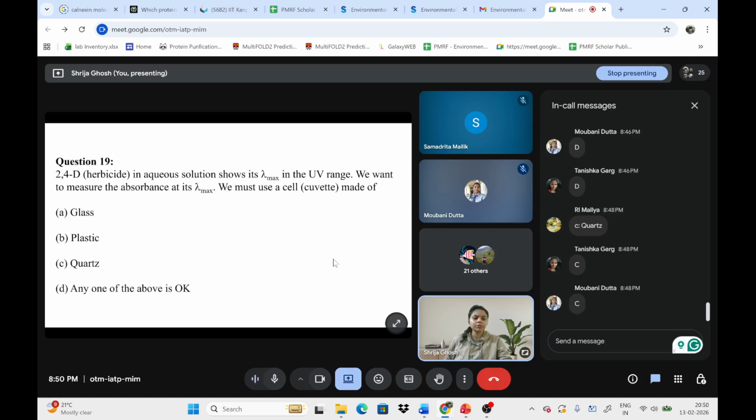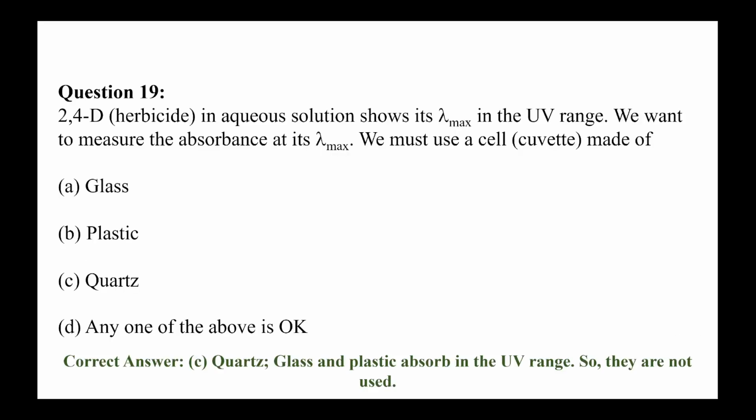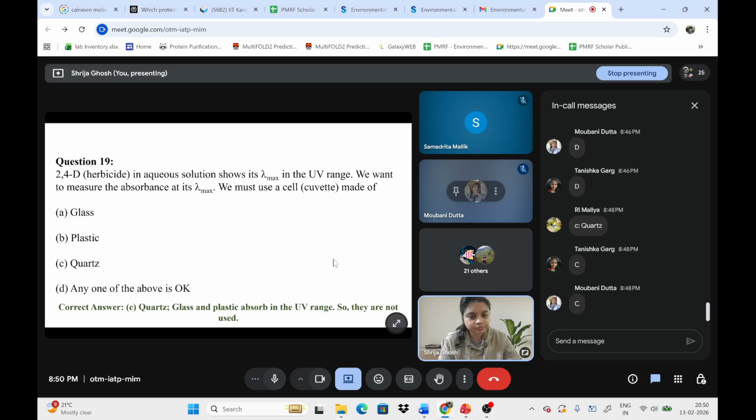Like if we are measuring the absorbance at 600 nanometers, let's say, we can easily use a glass or plastic cuvette, because at that particular wavelength, glass and plastic also do not absorb the light. But quartz will not absorb the light at wavelengths in the UV range, whereas glass and plastic cuvettes can. So that's why quartz is used to measure the absorbance of a sample in the UV range.